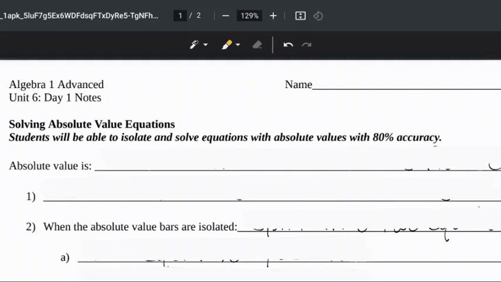And on this first day, our focus will be that students will be able to isolate and solve equations with absolute values with 80% accuracy. So our focus is going to be on absolute value.